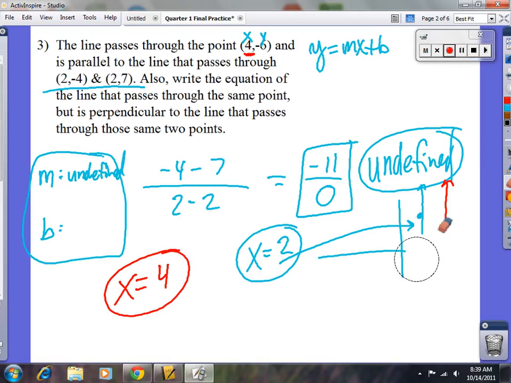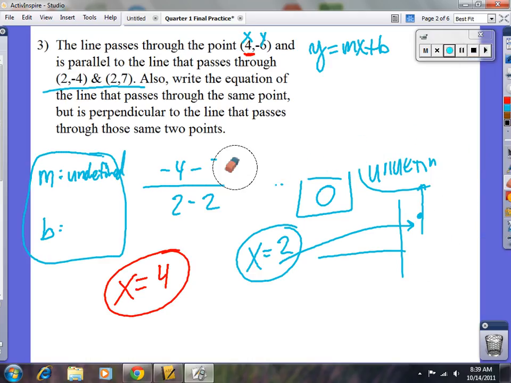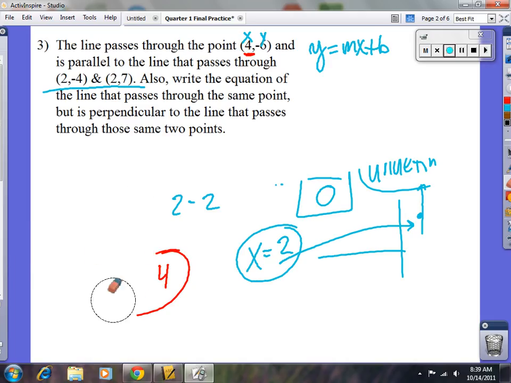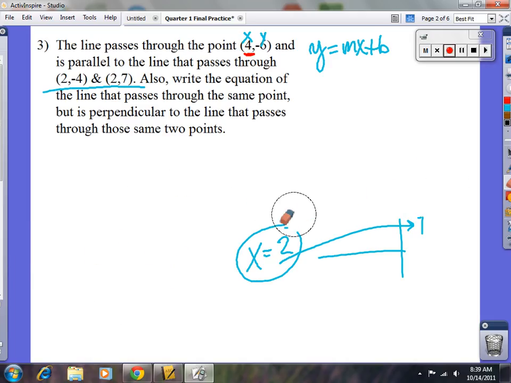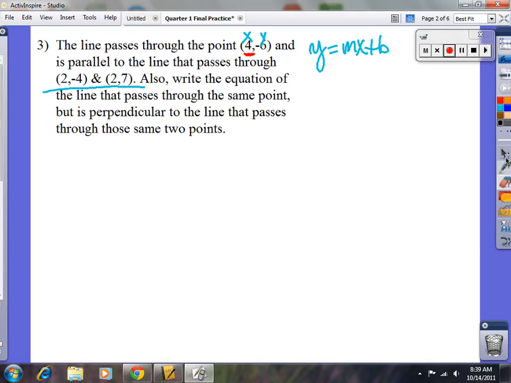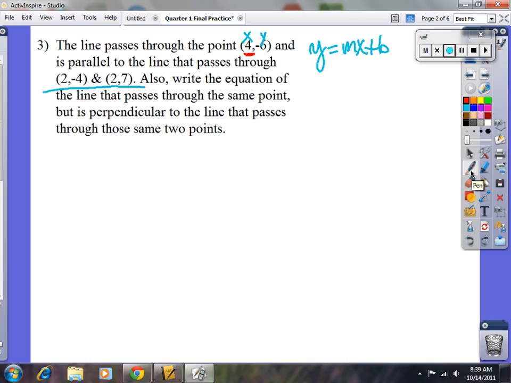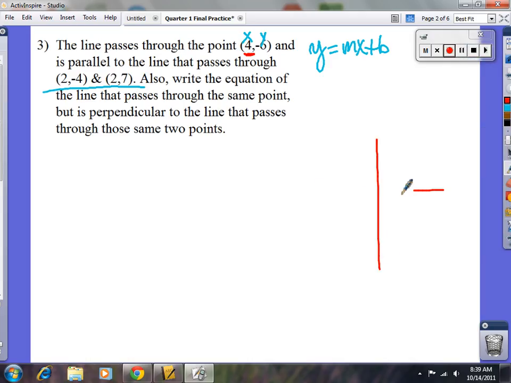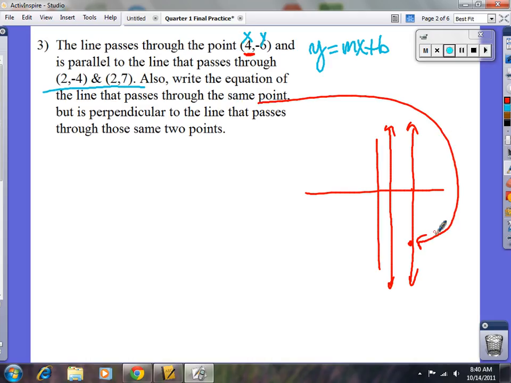Let's start where it says also. Also, write an equation of the line that passes through the same point. So I guess I shouldn't have erased this. The same point's over here. Over 4, down 6. I had a line right there. Then I had a parallel line a little bit over here. So, write another equation of a line that passes through the same point, that's right here, but is perpendicular. And perpendicular is the key word.